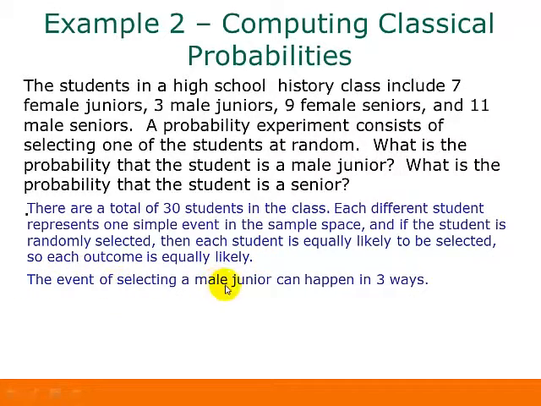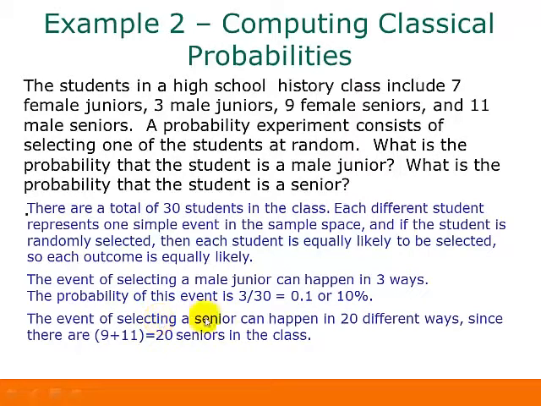Now, the event of selecting a male junior can happen in 3 ways because there were 3 male juniors in the class. So it could be any one of those 3 boys. That means the probability of this event is 3 divided by 30, which was the number of outcomes in our sample space. So that's the same as 0.1 or 10%.